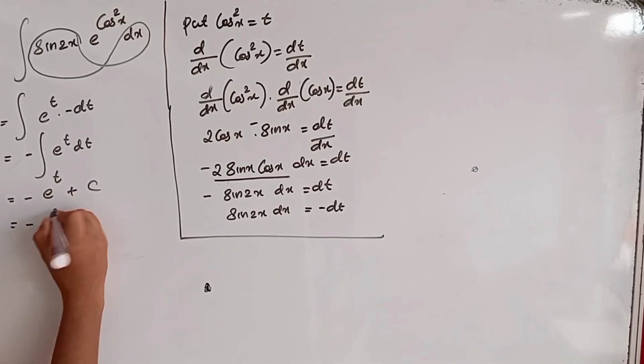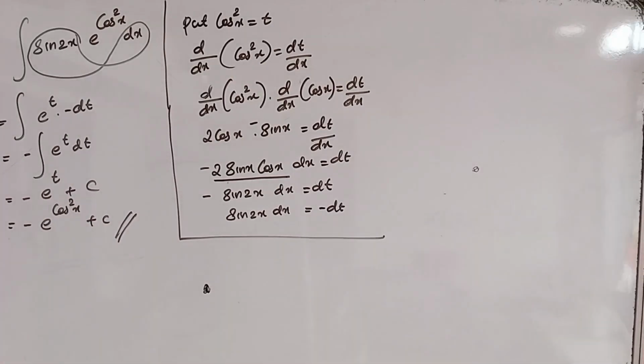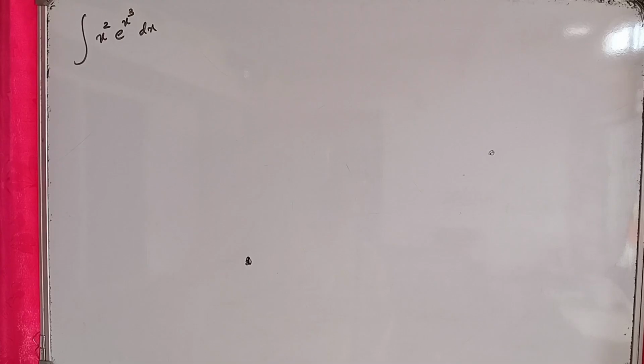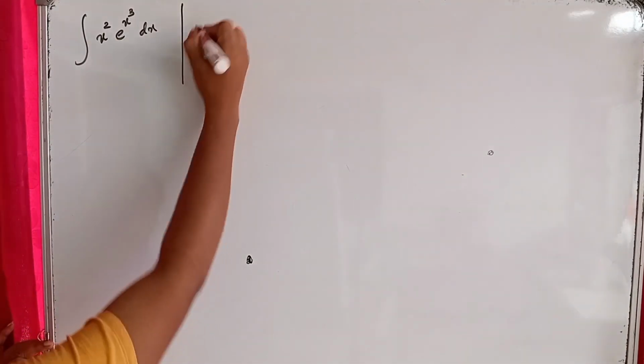The integral of e raised to t is what? e raised to t. So the final answer is minus e raised to cos squared x plus c. Here we replace t by cos squared x. Okay. The next question is integrate the function x squared into e raised to x cube dx.